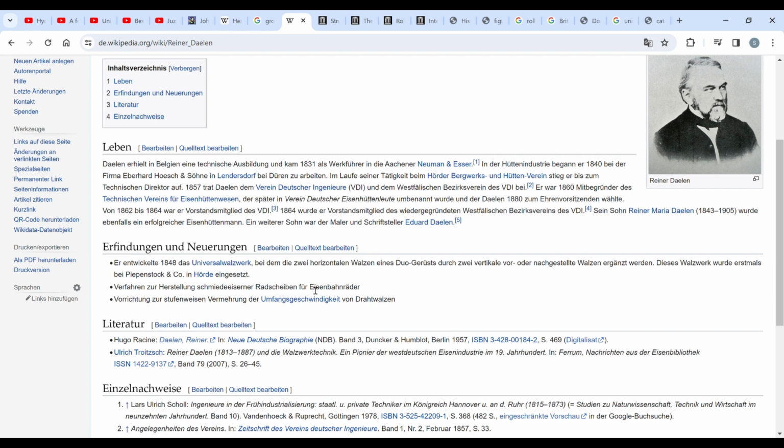So this is the oldest reference to the word universal for this machine that I could find. So I believe this is the origin of the word universal, but before that, John Arrowsmith seemed to invent the universal rolling mill, but he just didn't call it the universal rolling mill back then.